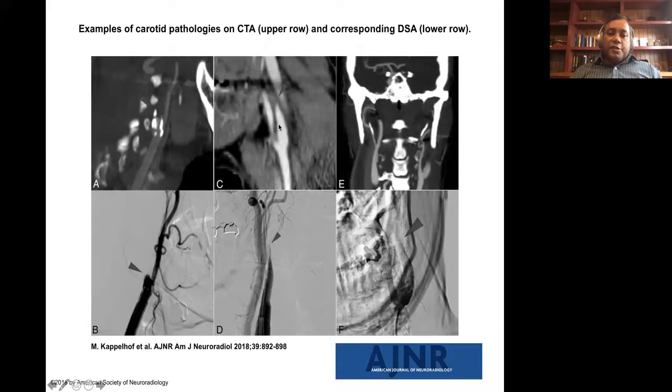In contrast, you see this tapering sign here on the CT angiogram. This could be a dissection. It could be intracranial atherosclerotic pathology too, but this is tapering, and then you don't see much beyond this.